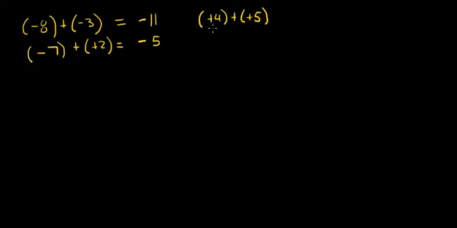If I take a look at this example, +4 plus +5, I can see the signs are the same on both of them, so I take their absolute values, 4 and 5, which is 9. My answer is going to be positive. And the last one, -5 plus a +5. Signs are different, so I want to find the difference of their absolute values. Well, the difference of 5 and 5 is 0.